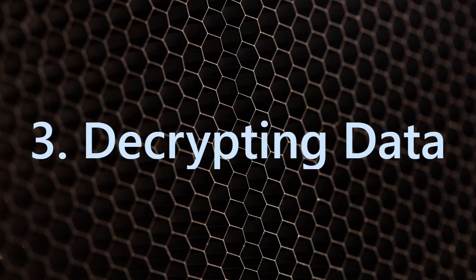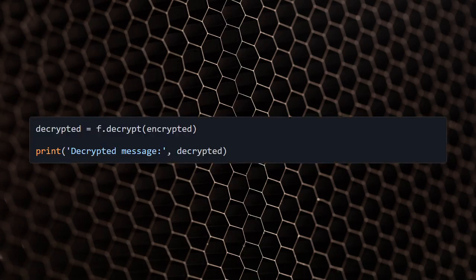Now that we have encrypted our text, let's move on to learning how to decrypt it. Here's a sample code to decrypt the encrypted message we created in the previous step. We use the same Fernet object and the decrypt method to decrypt the message. We then print the decrypted message. You can see the code on the screen.